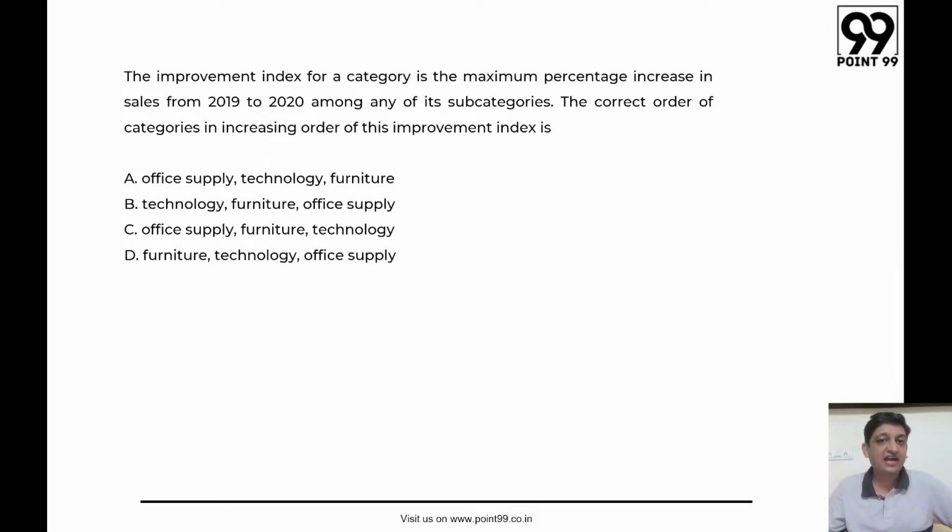The improvement index for a category is the maximum percentage increase in sales from 2019 to 2020 among any of its subcategories. तो कैटेगरी के अंदर का इंप्रूवमेंट इंडेक्स is the maximum percentage increase. So although there are four subcategories, a lot of subcategories in the middle one, office supplies के अंदर भी बहुत सारी subcategories हैं. उसके अंदर से I have to figure out which one showed the maximum percentage increase. ठीक है. एंड वो अगर अपने को पता चलता है तो उसमें हम लोग कंपेयर करेंगे, एंड फिर कैटेगरी वाइज what was the ranking in increasing order. मतलब we have to figure out lowest to highest और least to most. ठीक है.